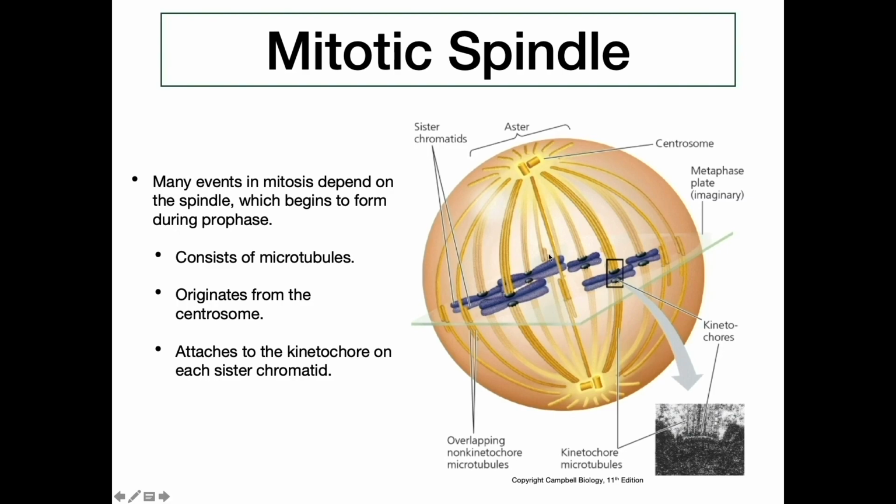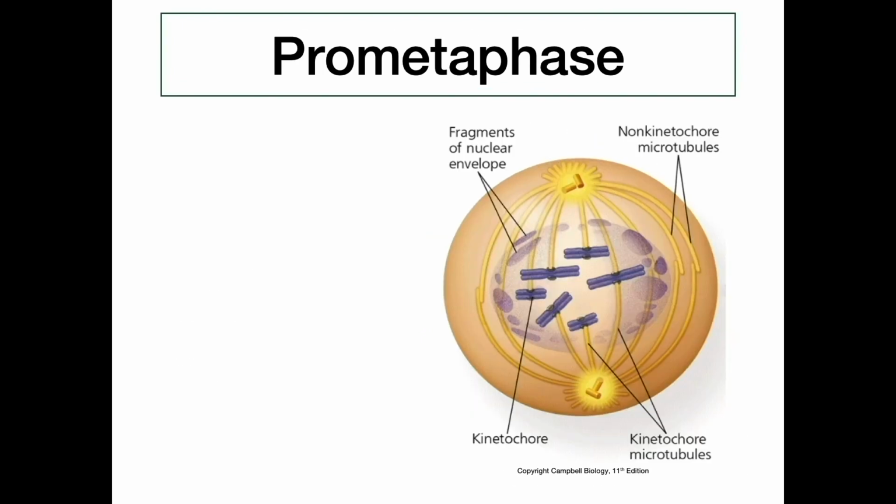You might notice in this picture some of the spindle microtubules connect to kinetochores, but some of them just connect to other microtubules. These are going to be our non-kinetochore microtubules, and they will interact with each other, and they're going to play a really important role in helping this cell to elongate. That way it's going to be easier to divide and cleave in half later on in the division process.